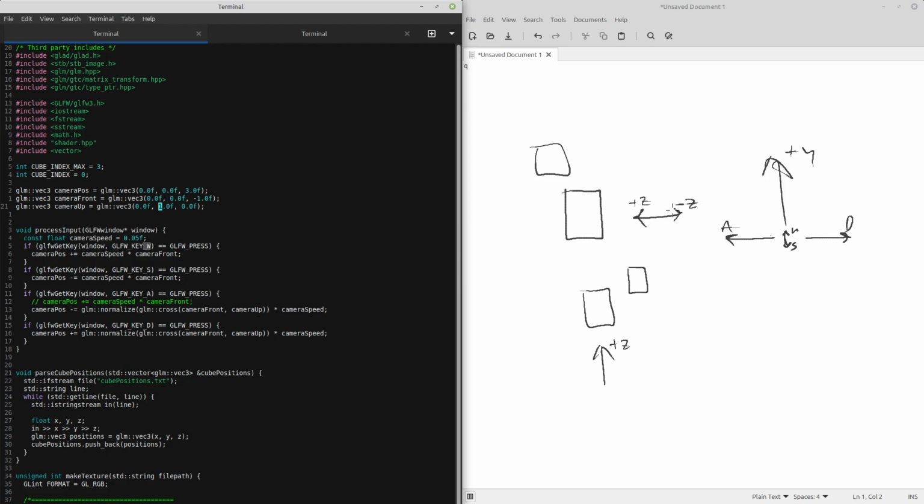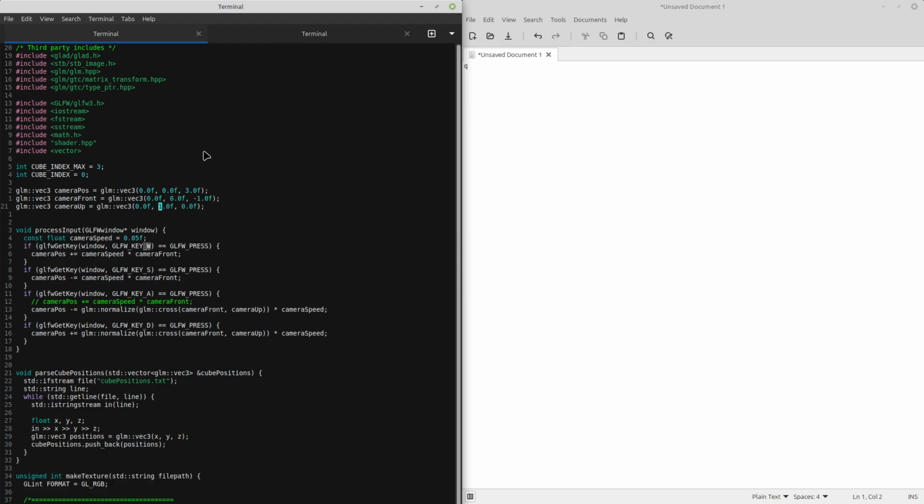So when Z is up, our W would move us up and down, right? Our W and S would move us up and down. I guess that'd be A and D, wouldn't it? Right? That's our up, and then the X axis would be our W and S. I don't know, man. Freaking melts my mind.